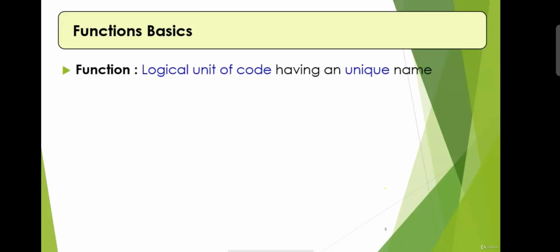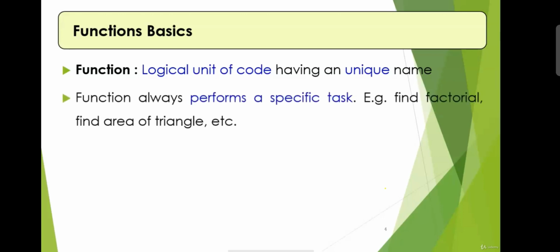Let's understand some basic concepts related to functions. A function is actually a logical unit of code, and that logical unit is given some unique name. A function always performs some specific task, for example, finding out the factorial of a number, finding out the area of a triangle. So these are the specific tasks, and we are writing functions to perform these tasks.